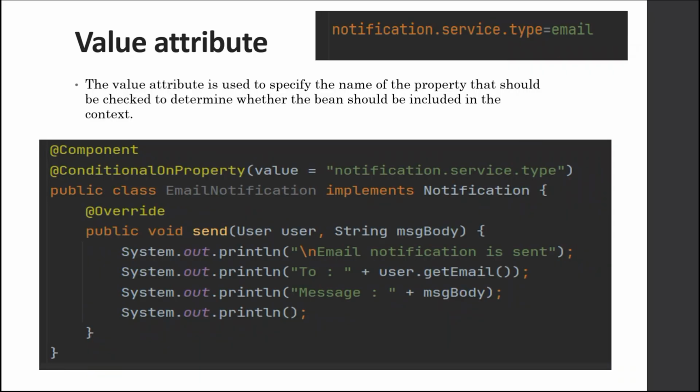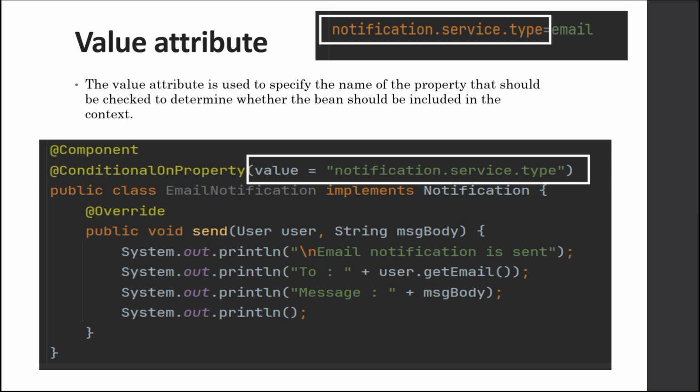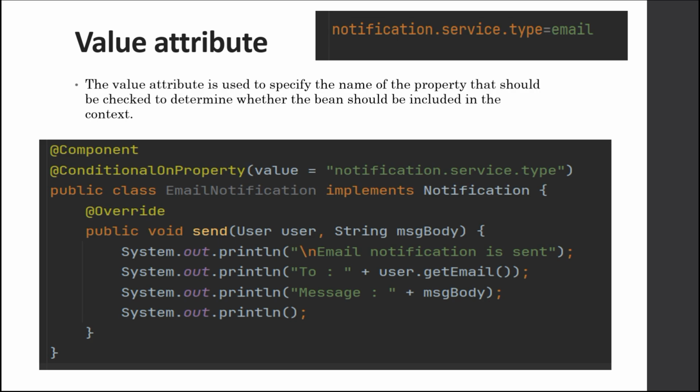Let's learn how to use the value attribute in the @ConditionalOnProperty annotation. The value attribute is used to specify the name of the property, and this property name would be defined in the application's configuration file. The value attribute can be used alone or in conjunction with the havingValue attribute. Let us first learn how to use it alone.